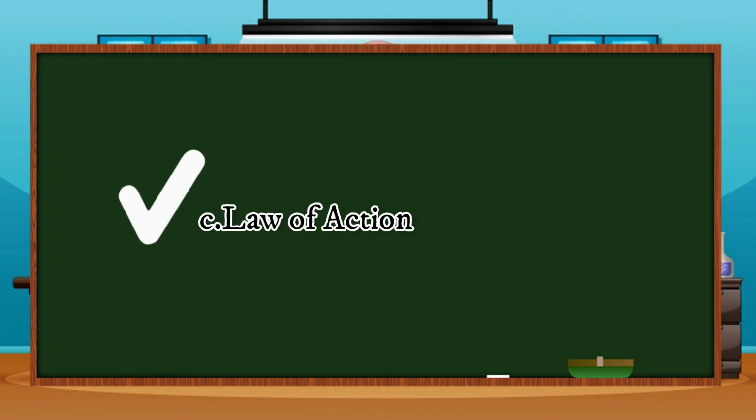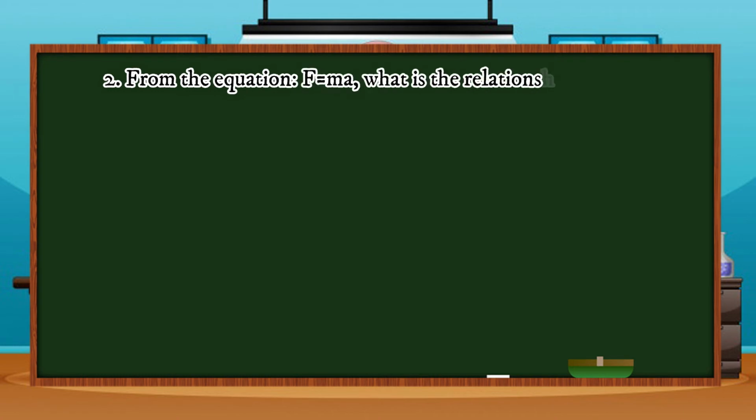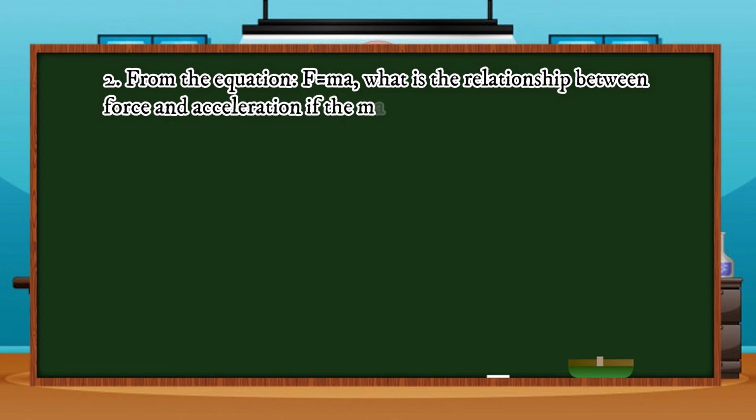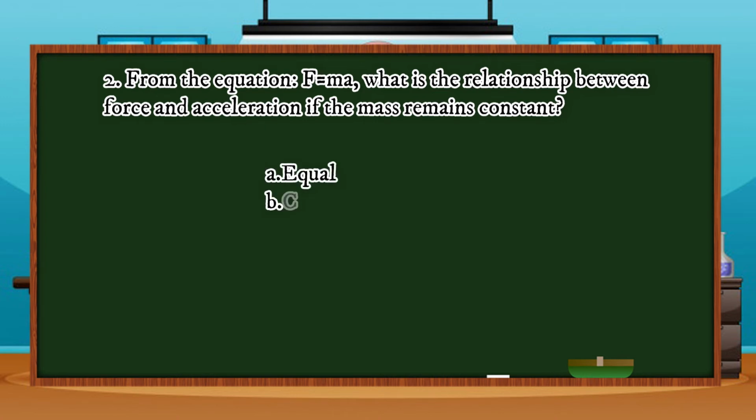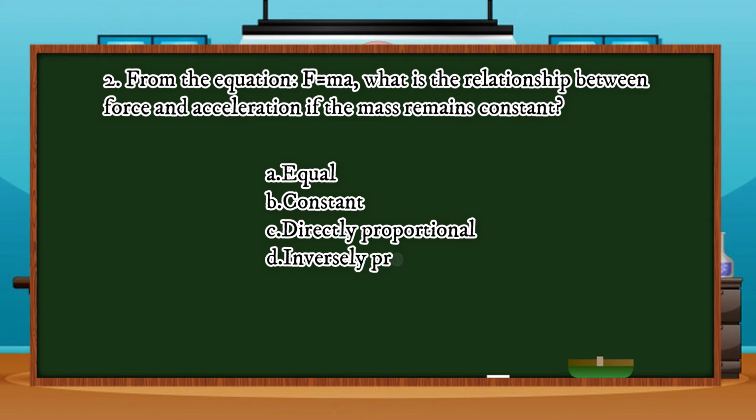And the correct answer is C. Law of action-reaction. Number 2. From the equation F is equal to ma, what is the relationship between force and acceleration if the mass remains constant? A. Equal. B. Remain constant. C. Directly proportional. D. Inversely proportional.